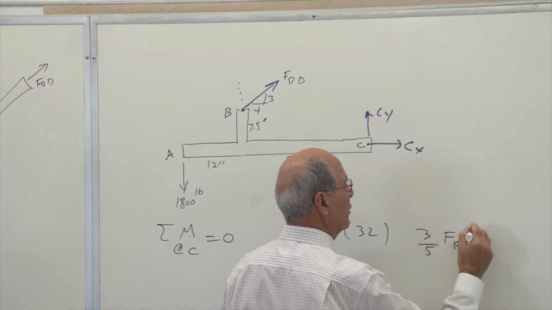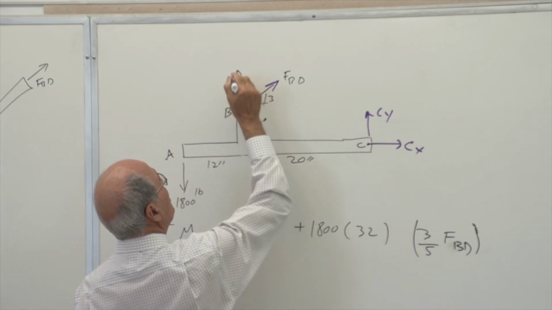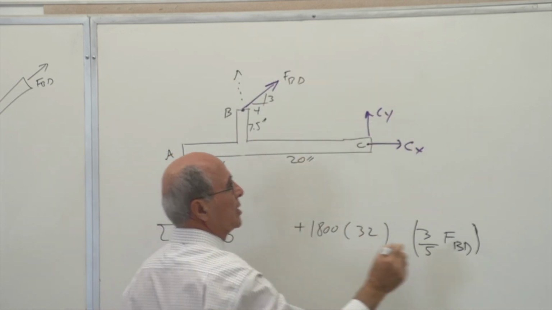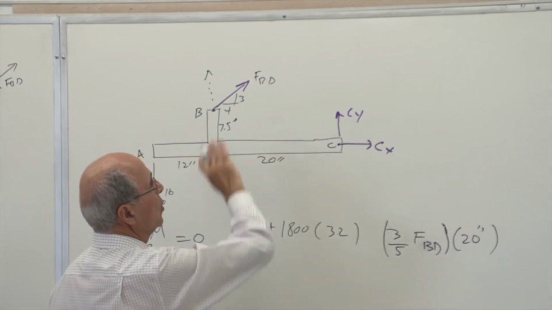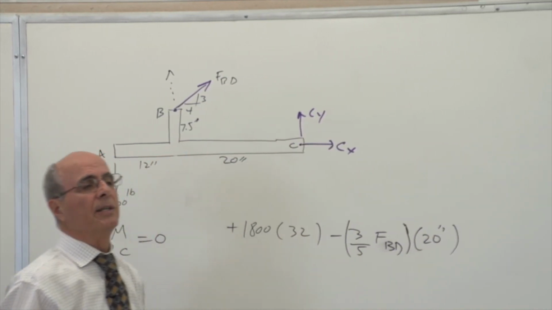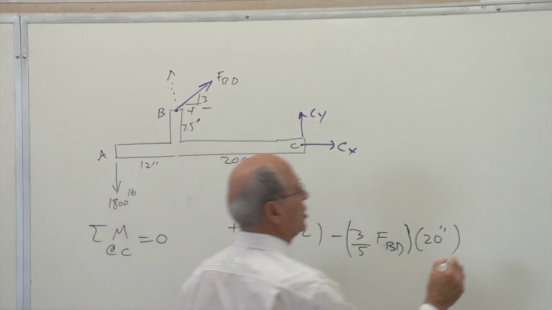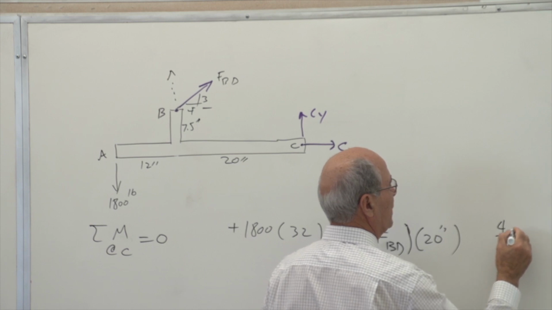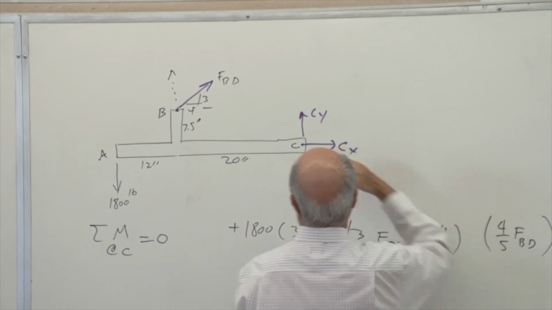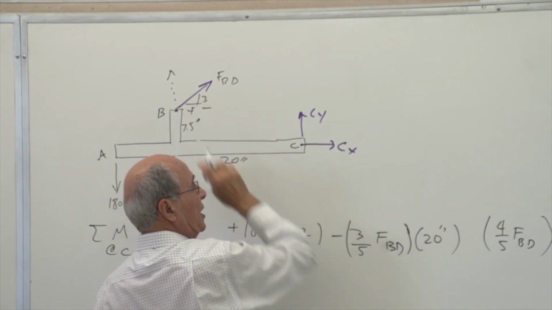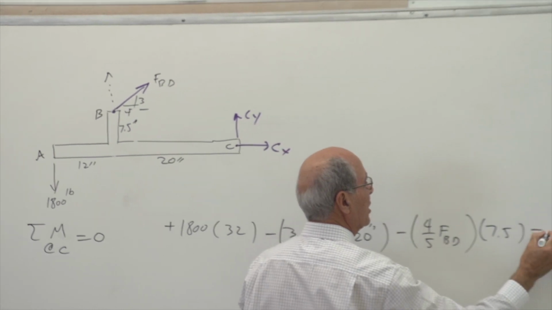But that is the force multiplied by distance. This is going vertically up like that, so I need this force times the distance of 20 inches. So therefore, that's the moment, and it's going clockwise, therefore it is negative. The same thing with the horizontal one. The horizontal force is 4/5 of FBD. But then it has this distance there, which is 7.5 inches, and it is negative, equal to 0.